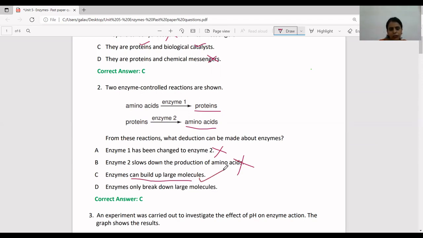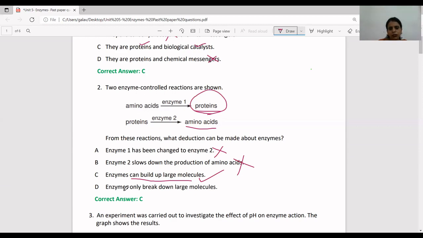This option is correct, obviously, because enzymes are actually involved in two types of reaction. In one type of reaction, they build up large molecules. Okay, they join monomers, for example amino acids are the monomers of proteins, so they join many amino acids with each other and they form one large molecule called protein from amino acids.